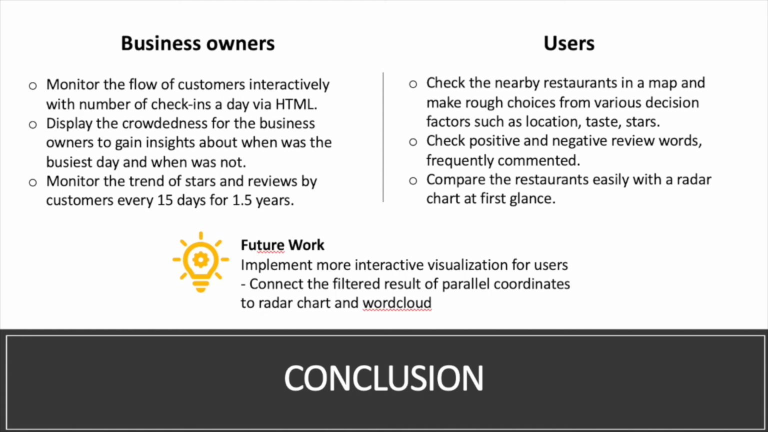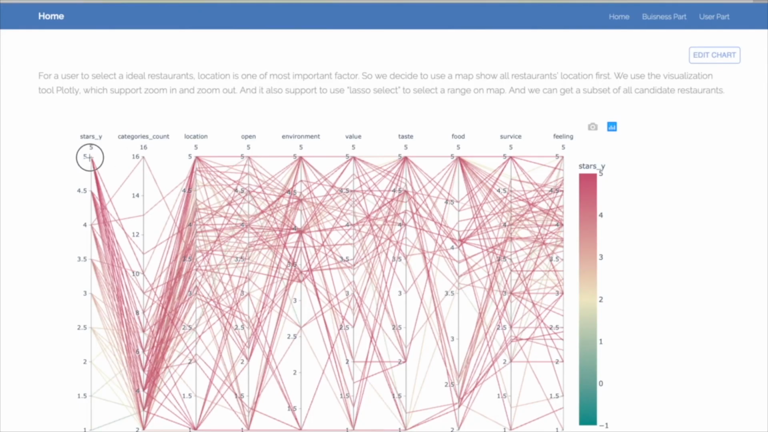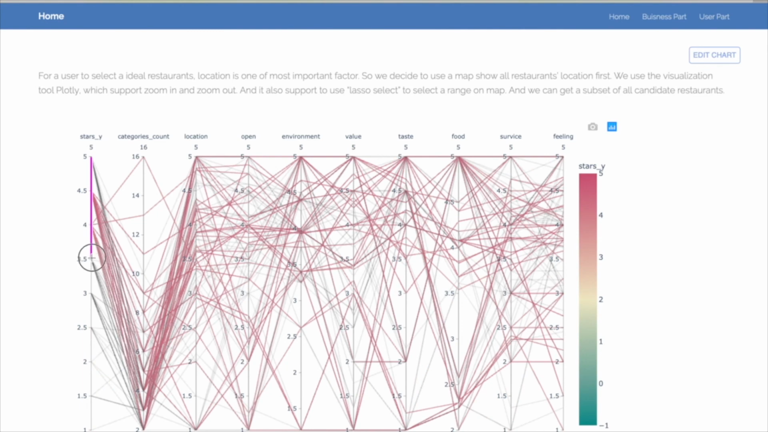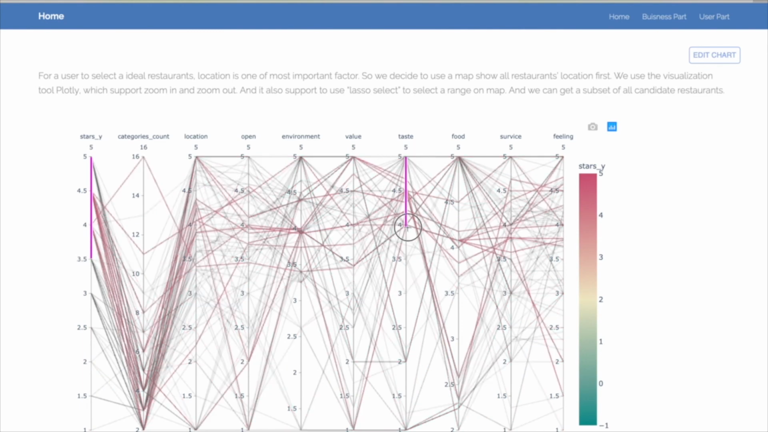For the users, they can check the nearby restaurants on a map and make rough choices from various decision factors such as location, taste, and stars. And also, they can check positive and negative review words and compare the restaurants easily with a radar chart at first glance. Currently, it's difficult to connect the results from the rough selection by parallel coordinates and the detailed visualization because Plotly doesn't support displaying the filtered results of variables.